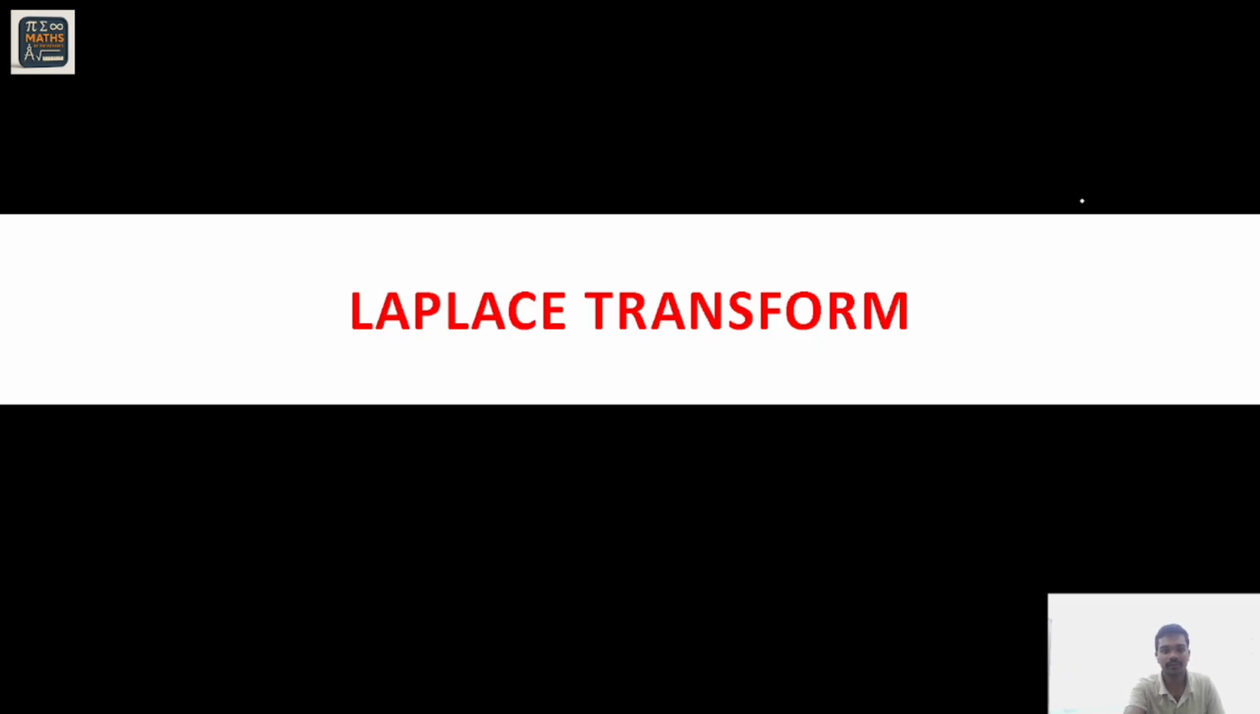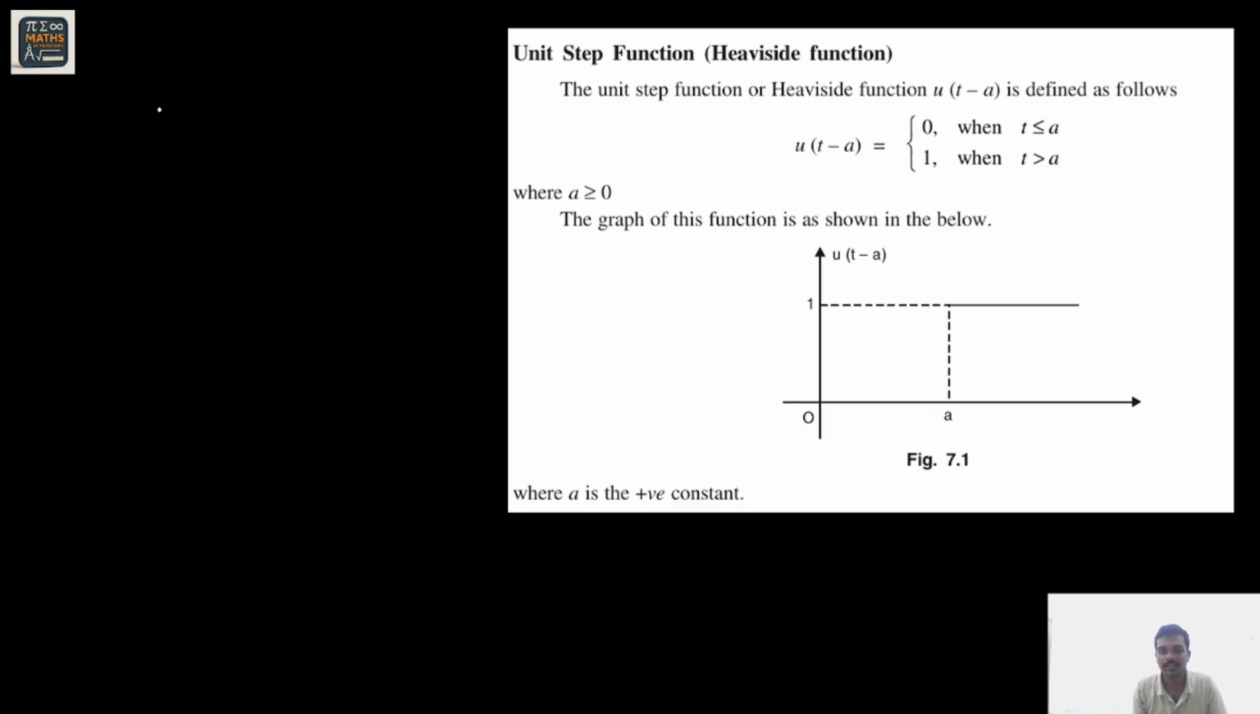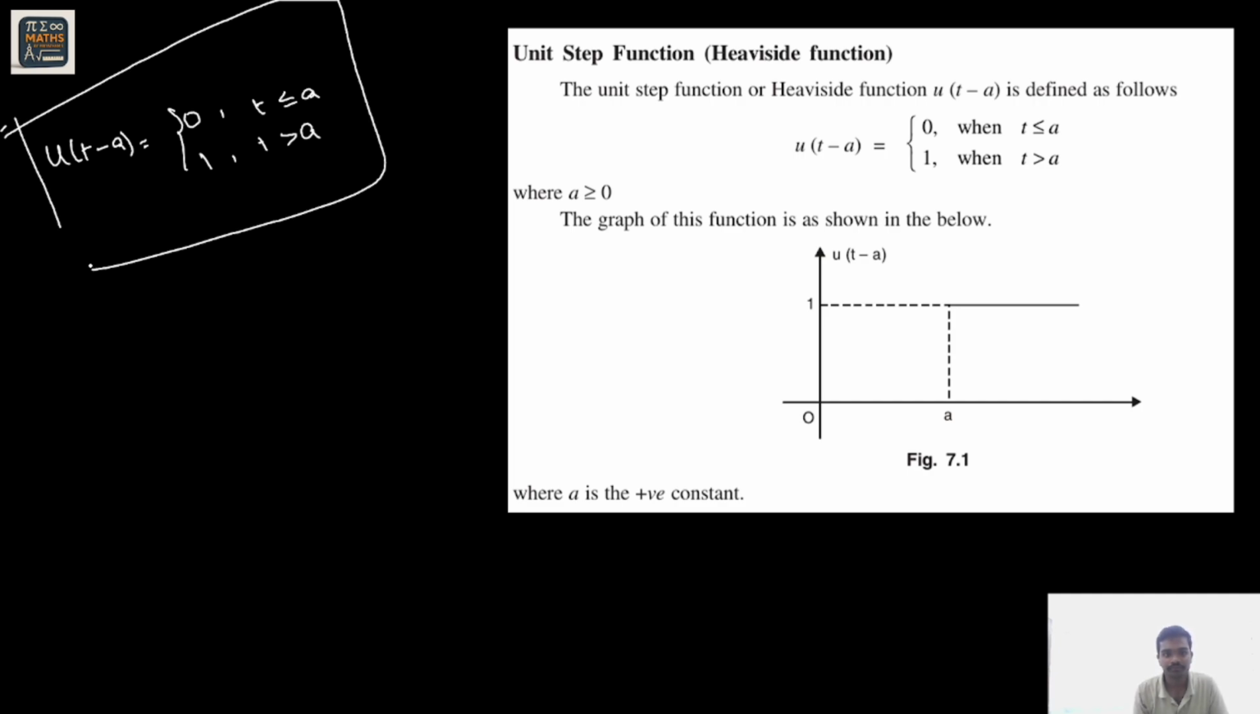In this video, we are going to discuss the Laplace transform of the unit step function. Here, this is the form of the unit step function u of t minus a. We can write this as 0 if t is less than or equal to a and 1 if t is greater than a. This is the unit step function form.